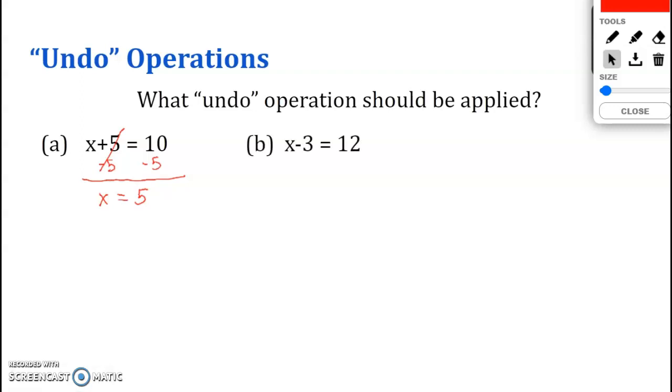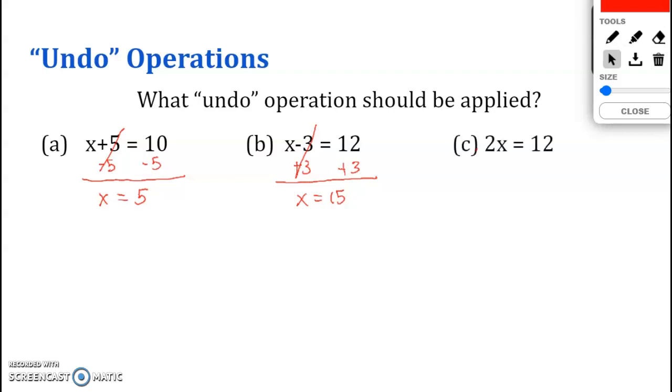Alright, what if I have x minus 3 is 12? What is the undo operation for subtract 3? It is to add 3. The opposite of subtracting is adding, so adding and subtracting undo each other. Negative 3 plus 3 becomes 0, so you're left with just x on the left hand side of the equal sign. And 12 plus 3 is 15. So I know that the value of x has to be 15 to make this equation true.